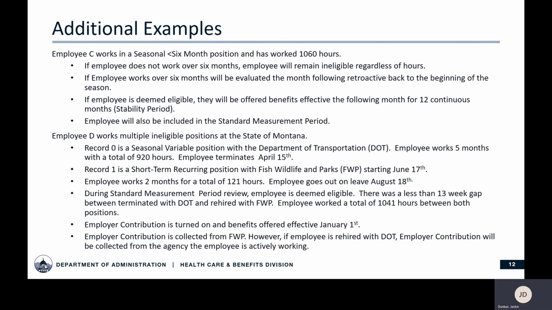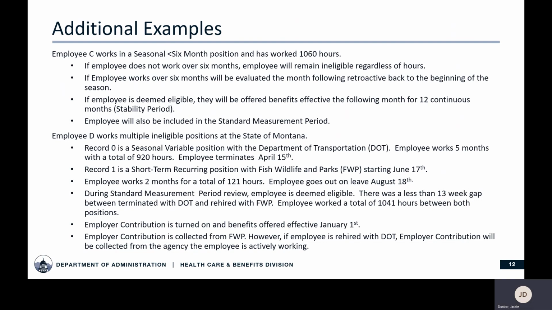Employee D works multiple ineligible positions at the state of Montana. Record 0 is a seasonal variable position with the Department of Transportation. Employee works 5 months with a total of 920 hours. Employee terminates on April 15th. Record 1 is a short-term recurring position with Fish, Wildlife, and Parks starting June 17th. Employee works 2 months for a total of 121 hours. Employee goes out on leave on August 18th.